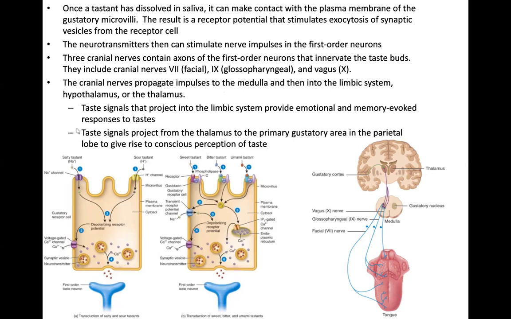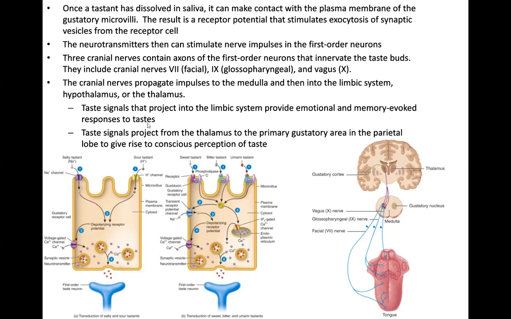Okay, let's talk about the thalamus first. Remember, the thalamus is our gateway to the cerebral cortex, and that's what's illustrated here. Signals travel up to the thalamus, and then from there, they travel out to the primary gustatory area, or the primary taste area, as it's labeled here, gustatory cortex, which is in your parietal lobes, giving rise to conscious perception of taste. And so that's what enables you to actually be mentally aware if it's something salty, sweet, bitter, whatever.